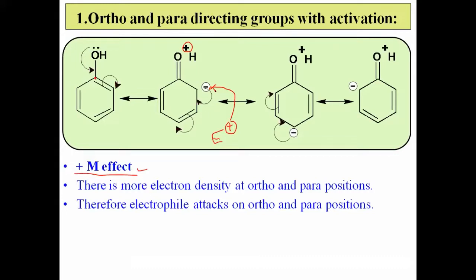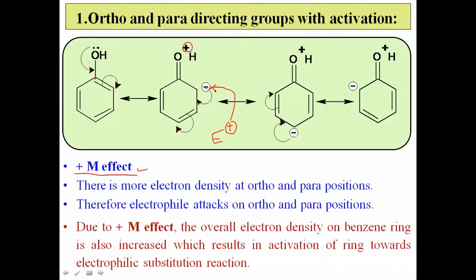Actually, we know that these atoms or groups donate their electron pair to the ring. They give their electron pair to the ring, and therefore the electron density of the benzene ring, the aromatic ring, increases, and therefore the electrophile easily attacks that ring, and thus we can say that it is more reactive. Phenol is more reactive towards electrophilic substitution than benzene itself. Thus, those groups are activating groups. They increase the reactivity of electrophilic substitution.